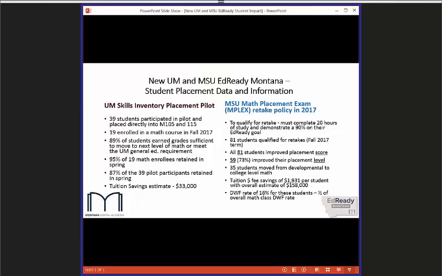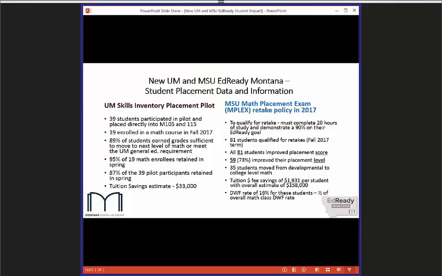What they did is if they tested into developmental level math or tested below where they wanted to be, they were offered the opportunity to go take EdReady, a goal that they have put out for them, and do 20 hours of study and get a 90%. So finish it to 90% and spend 20 hours of study time within the system.